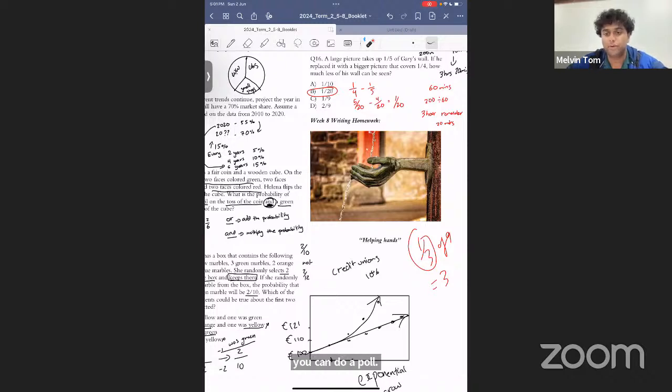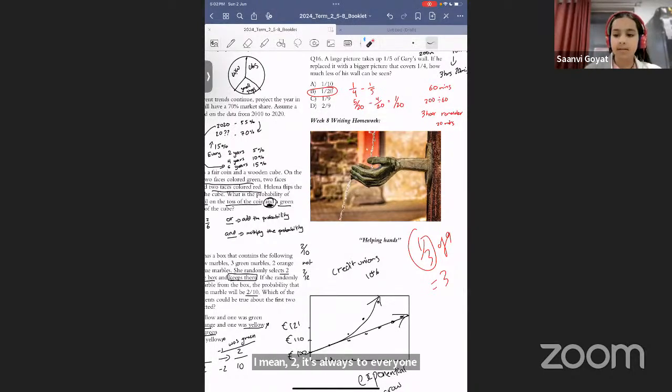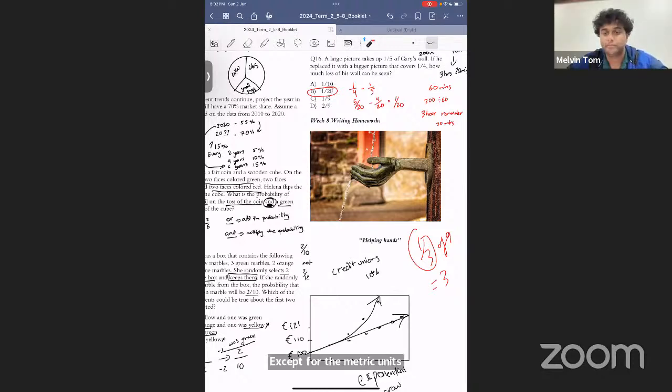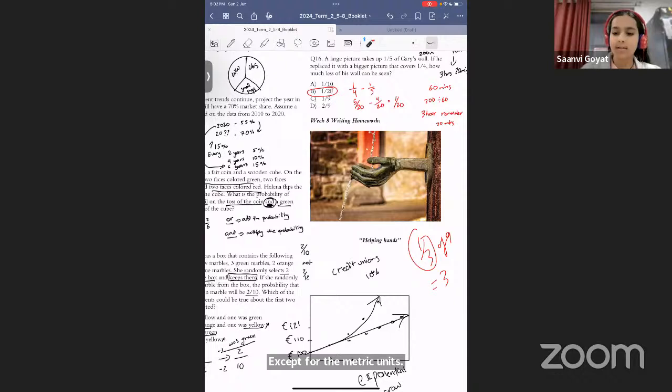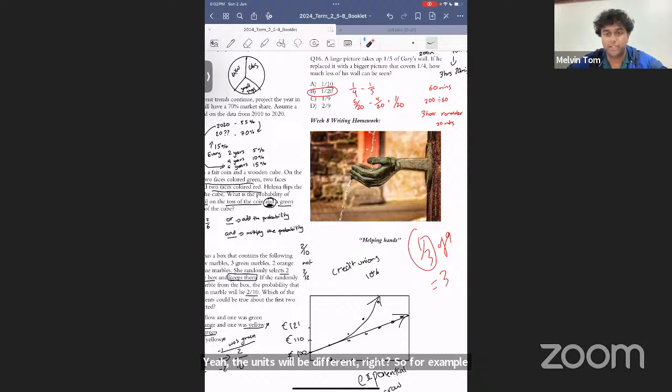Someone said maths is different in America. No, guys, maths is the same everywhere in the world. For example, 1 + 1 doesn't change in different countries, right? 1 + 1 is always 1... I mean, 2. It's always 2 everywhere in the world. Except for the metric units. Yeah, so units will be different, right? For example, you have miles and kilometers and things like that, but that doesn't really make a big difference in terms of your studying.